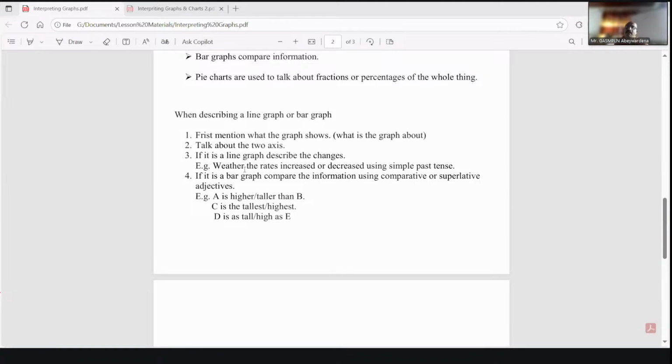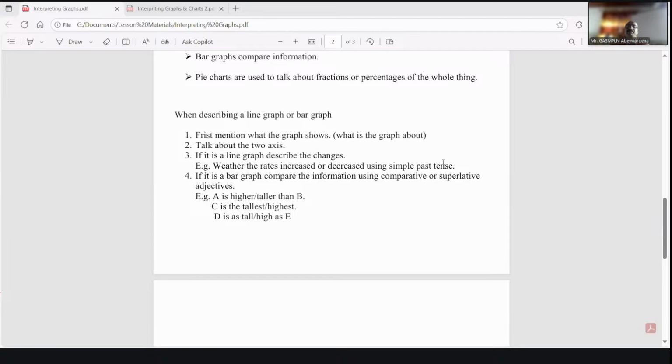Up to this point, similar, maybe bar graph or line graph. Now the third step. If it is a line graph, describe the change: increase, decrease, remain constant, or fluctuated. These are the 4 types. For example, whether the rates or the figures increase, decrease.